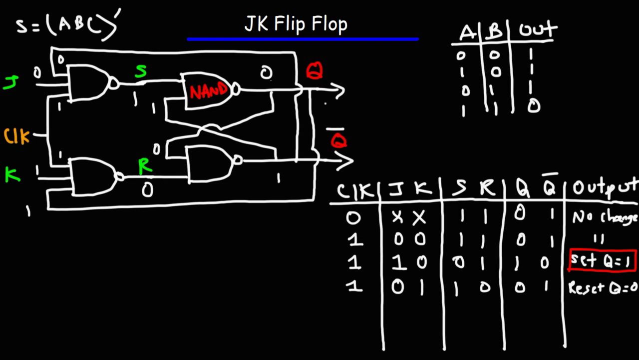Because Q is now reset back to 0, this input will be 0. And that's going to deactivate the bottom NAND gate. Q bar is 1, so now the top NAND gate, or the J NAND gate, is now active and waiting to be pressed.